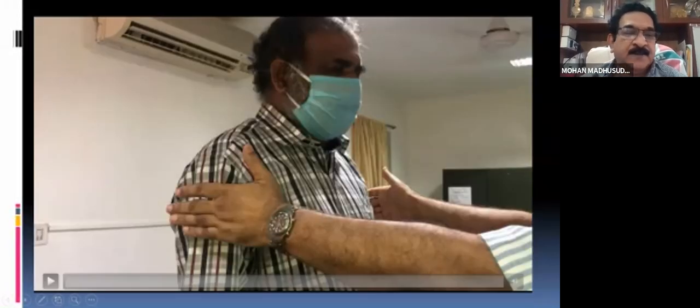Impaired touch, pain, vibration and joint motion sense. So gait, Romberg might be positive.